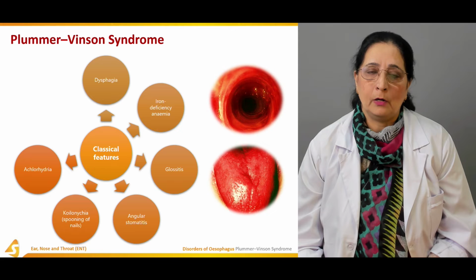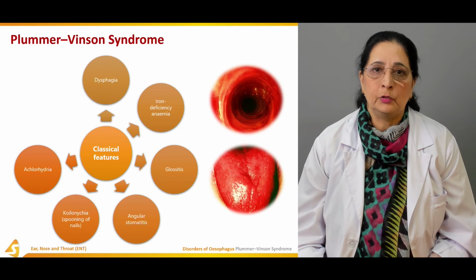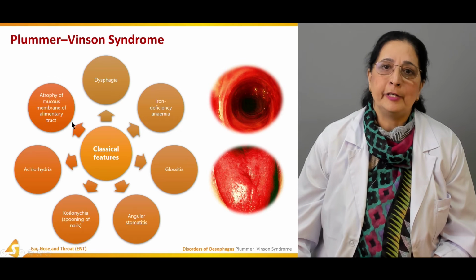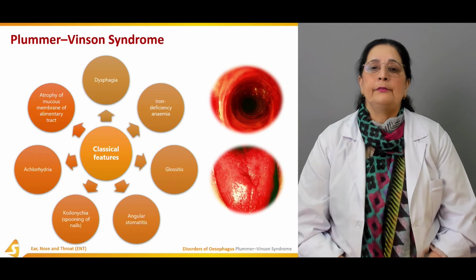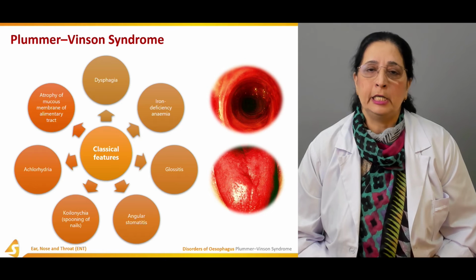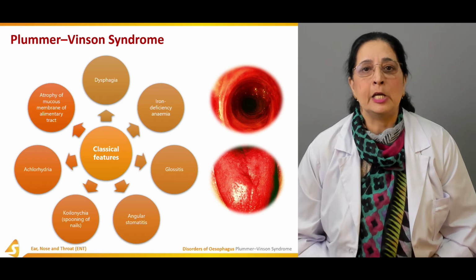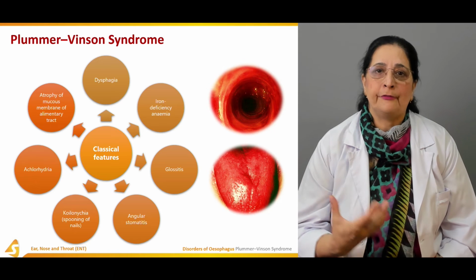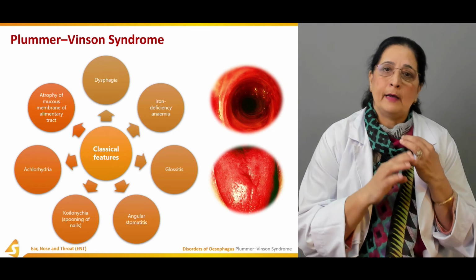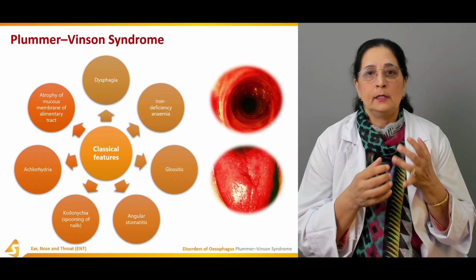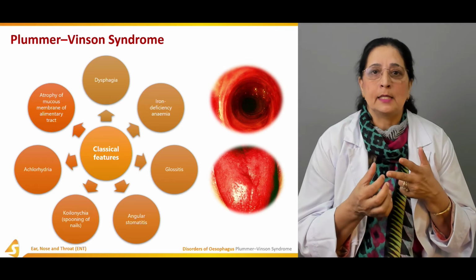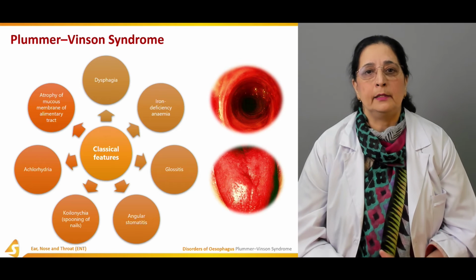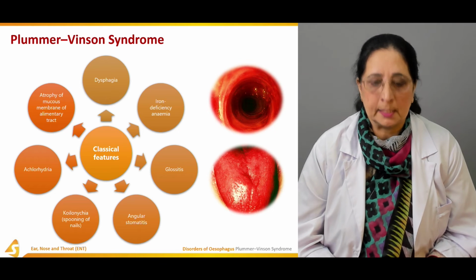Achlorhydria, decreased level of HCl, hydrochloric acid, and atrophy of the mucous membrane of the alimentary tract. So all these are the classical features that give the condition known as Plummer-Vinson syndrome. And syndrome is the term used for an aggregate of many different conditions. So in this we have iron deficiency anemia, glossitis, angular stomatitis, koilonychia, achlorhydria. All these together make up Plummer-Vinson syndrome.